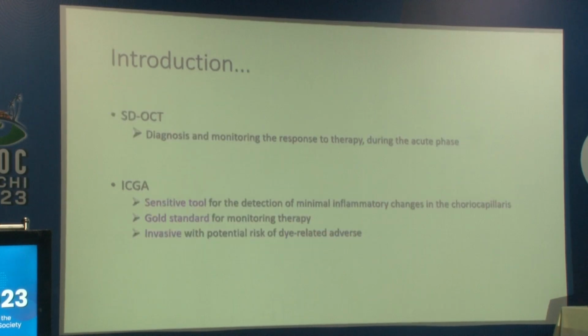The SD-OCT helps in diagnosis and monitoring the response to therapy during the acute phase. The ICGA is a sensitive tool for detection of minimal inflammatory changes in the choriocapillaris. It is the gold standard for monitoring therapy, but it is invasive with potential dye-related side effects.